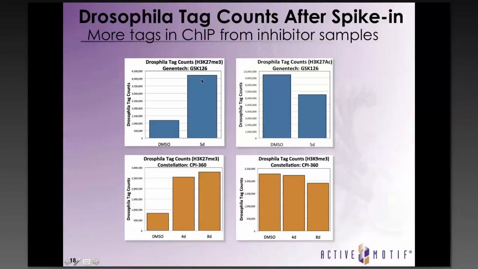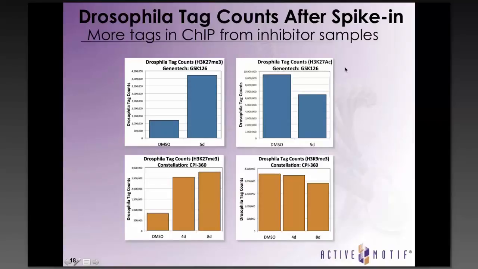The idea is that we're going to normalize these tag numbers so that they're equal, so we'll normalize down the tag count in the inhibitor-treated samples, and we'll normalize down the tag count in the human sample by the same ratio. We also used control antibodies in these reactions.